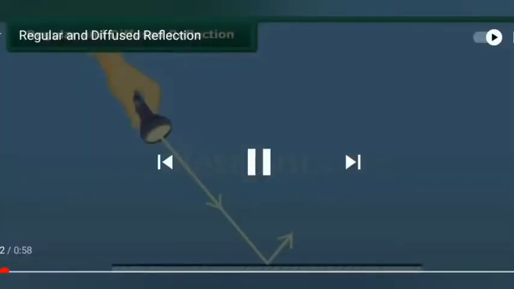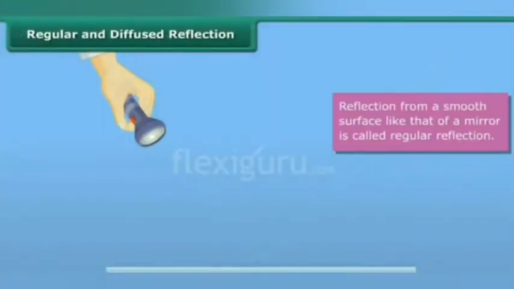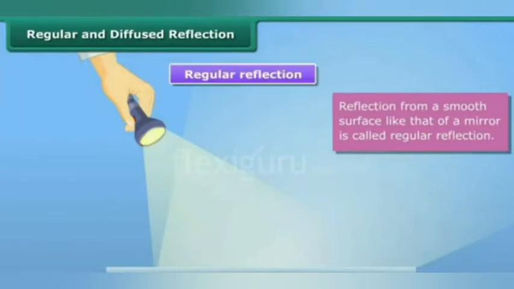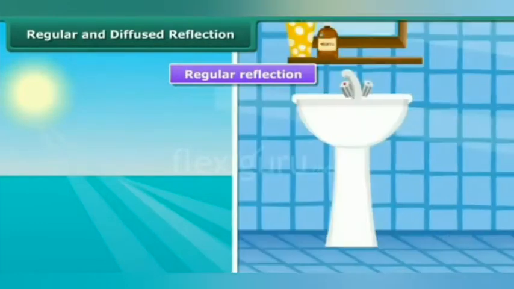Now know that light falling on an object is reflected. Reflection from a smooth surface like that of a mirror is called regular reflection. Reflection of light from the water surface and highly polished floors are also examples of regular reflections. Images are formed by the regular reflection of light.